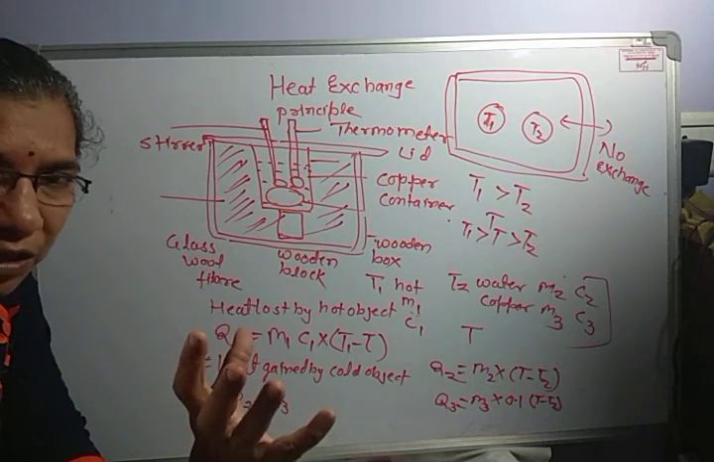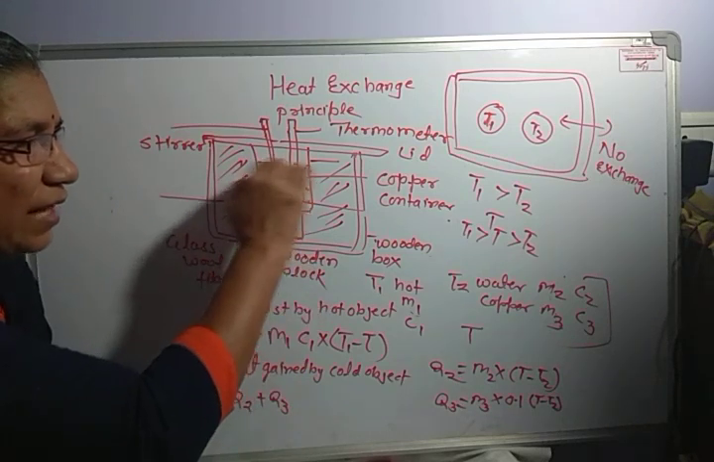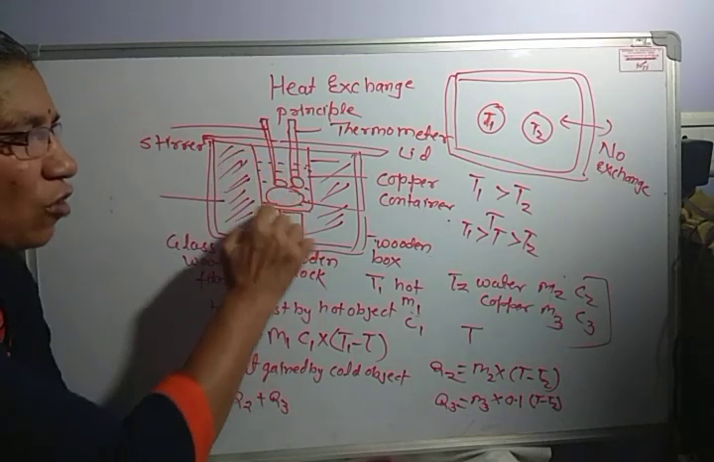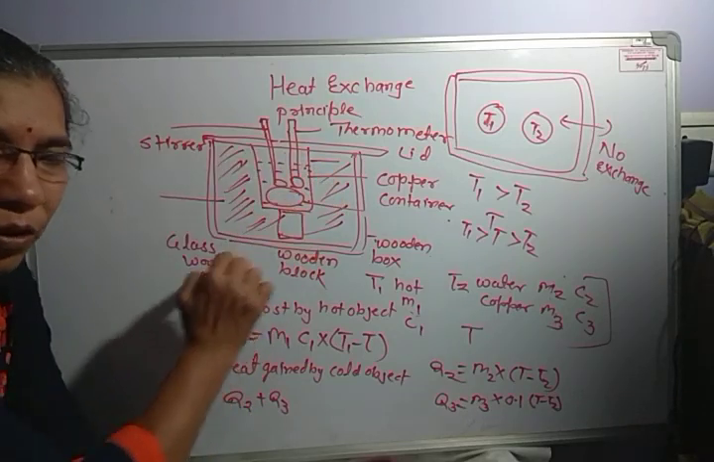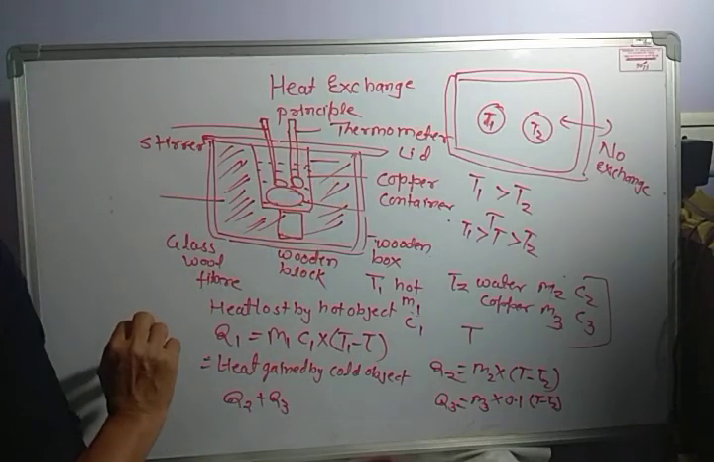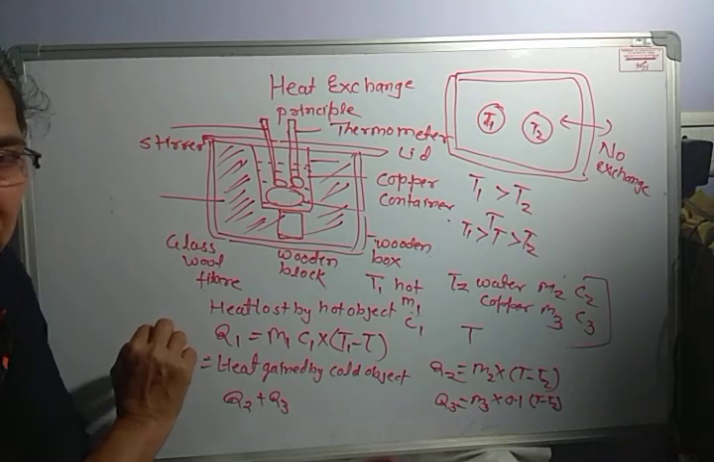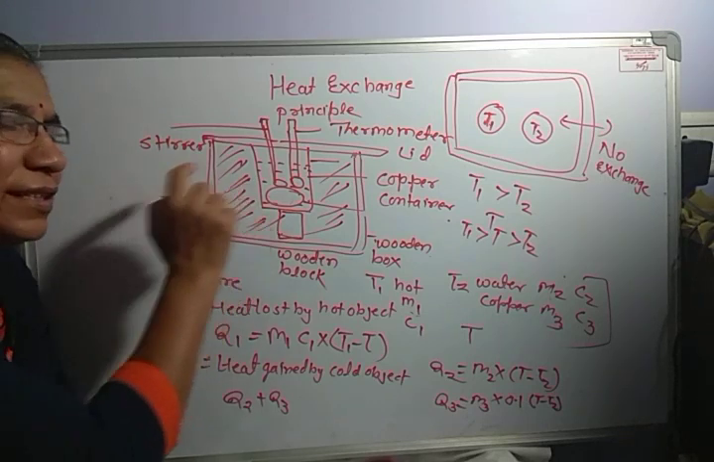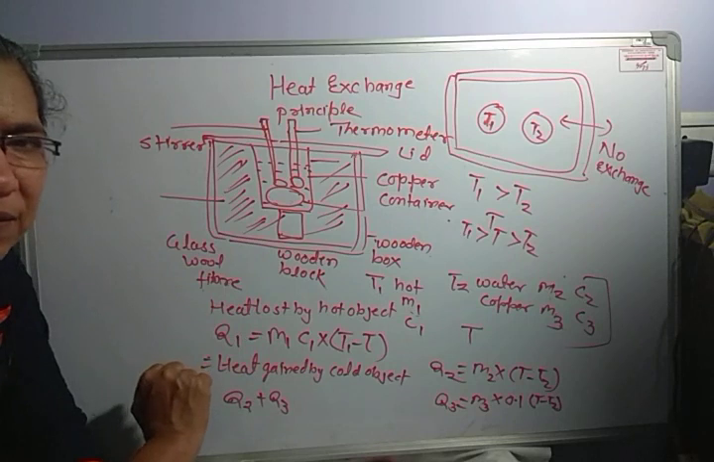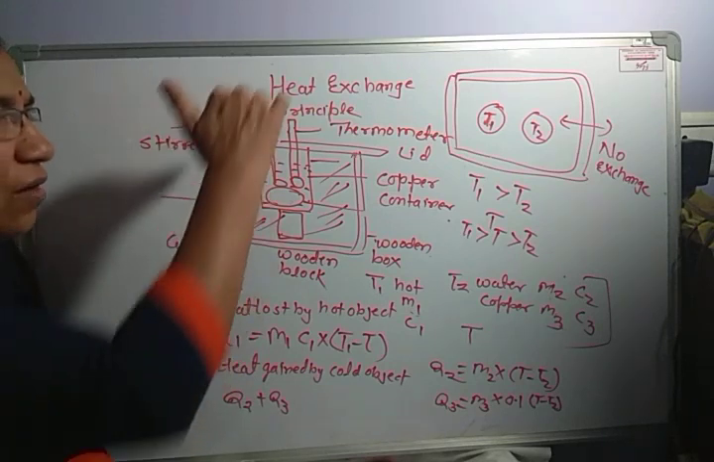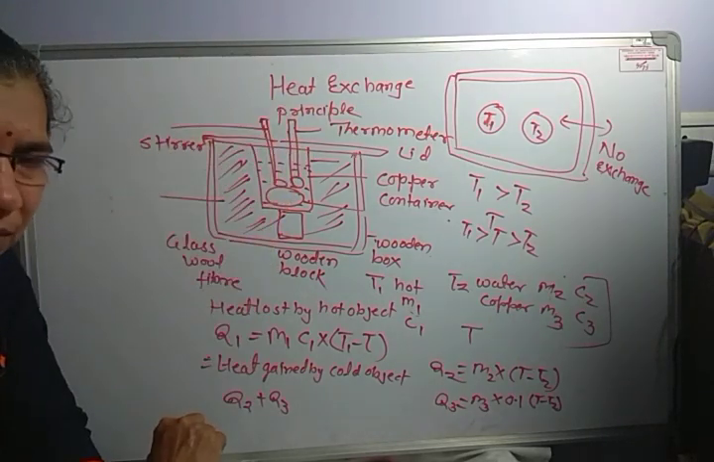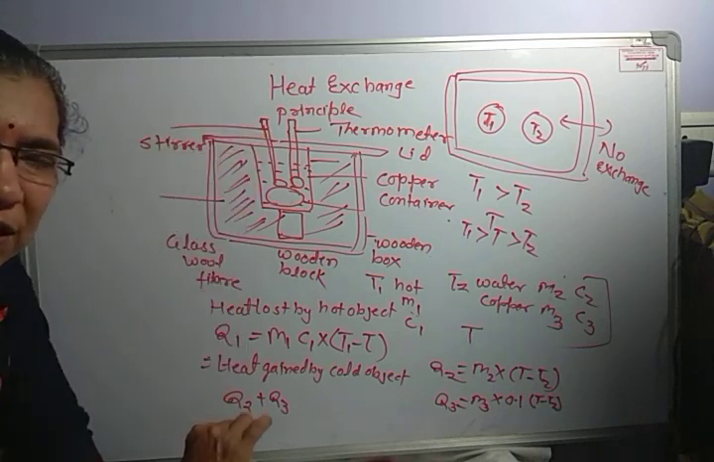Now a hot ball is taken and water is added to this calorimeter, which is a copper vessel. How do we find the specific heat capacity of the copper vessel? First we will find the specific heat capacity of the copper vessel. We will add some water and measure the temperature.